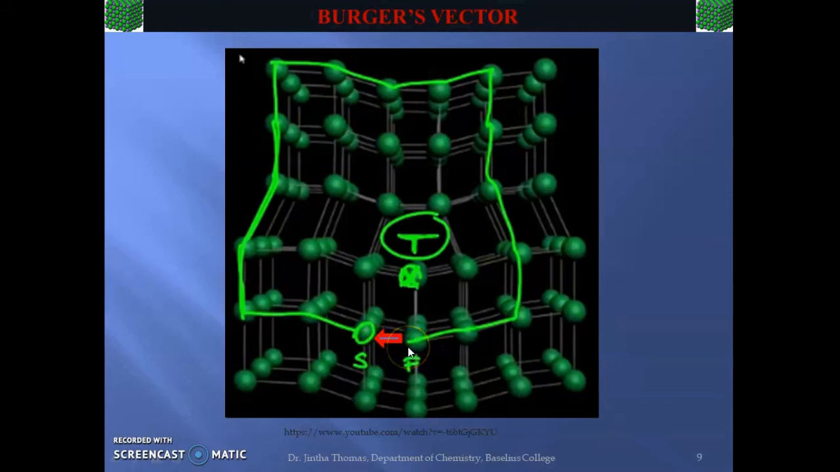This displacement can be represented by the Burgers vector. The arrow mark, this displacement indicated in red line, can be represented by the Burgers vector. So we can say the Burgers vector associated with a dislocation is the measure of the lattice distortion caused by the presence of the line defect. In this particular case, it is due to the occurrence of the edge dislocation.